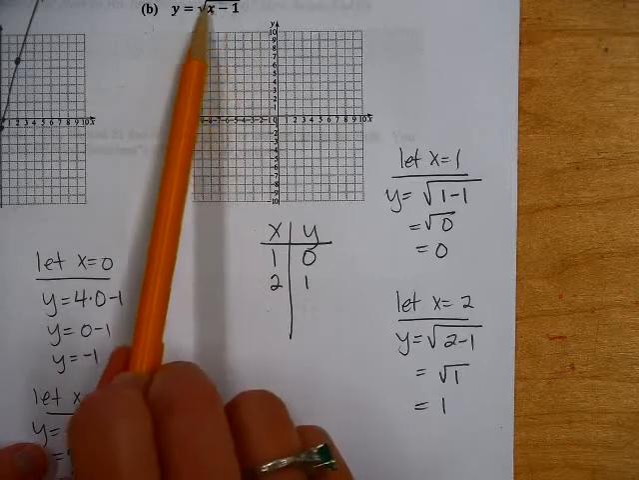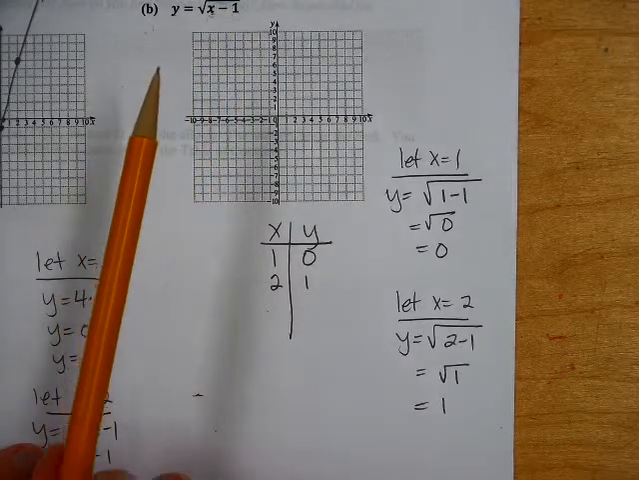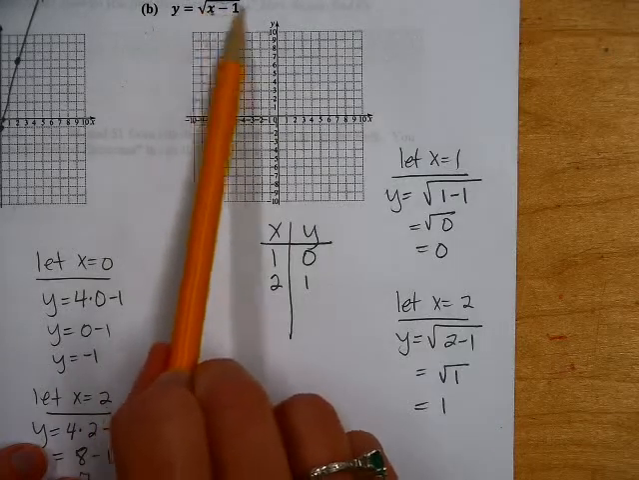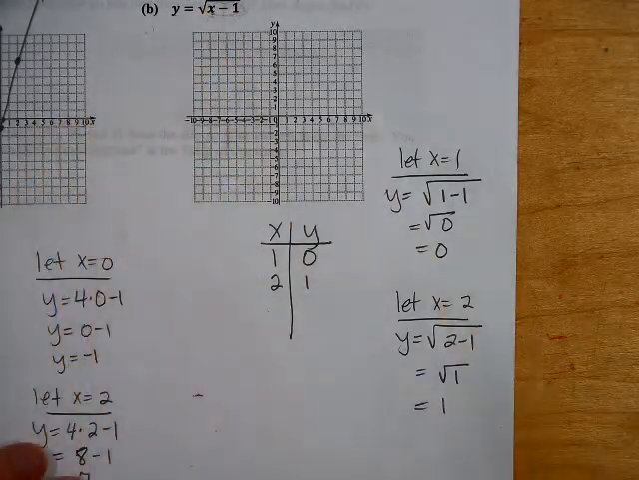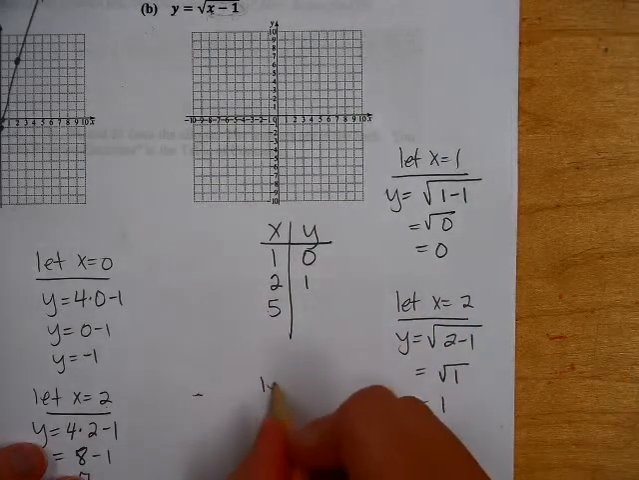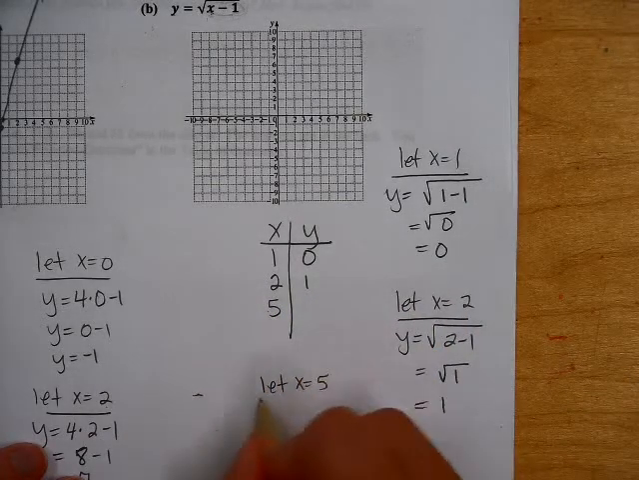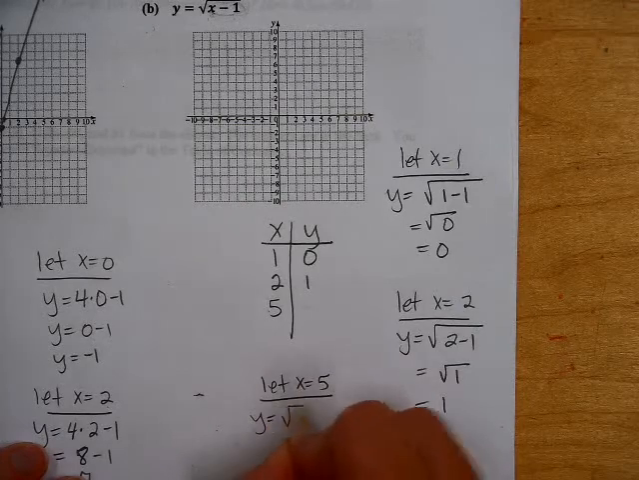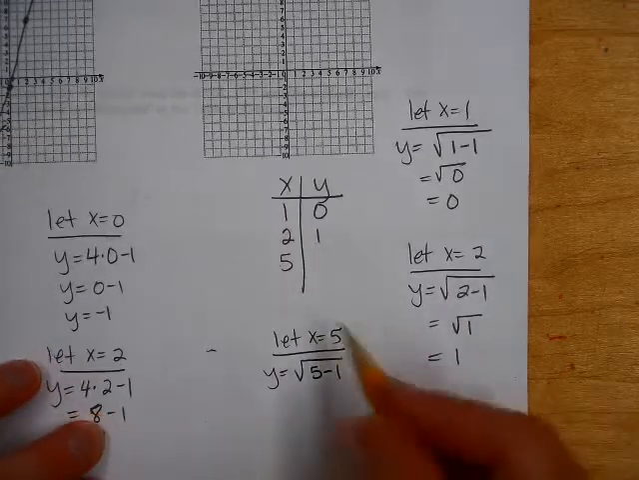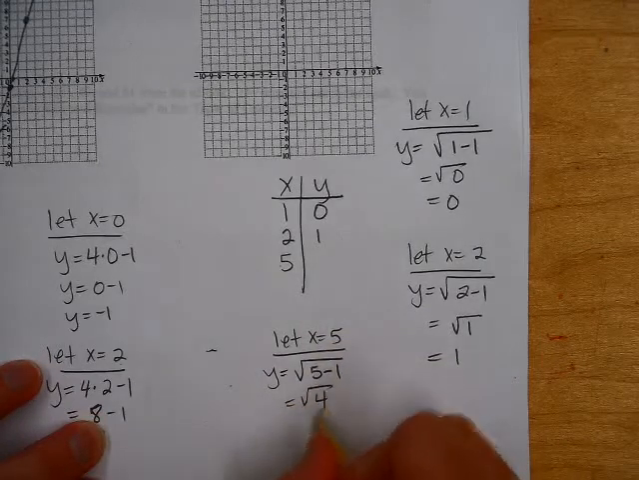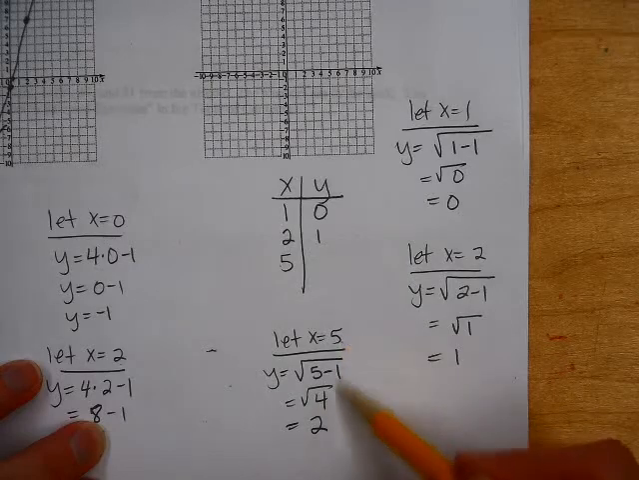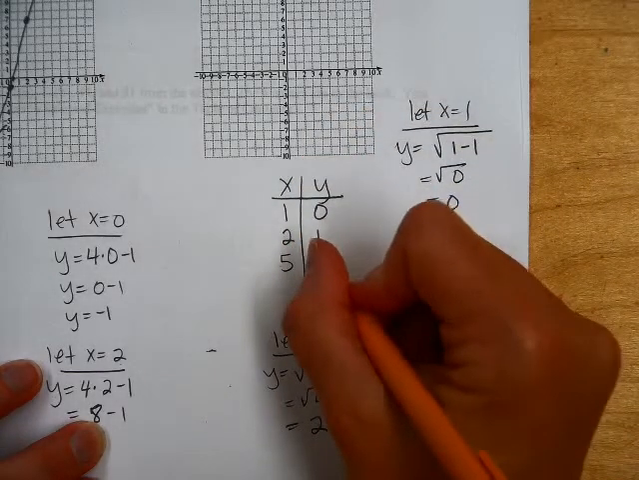Well, I know the square root of 4 is 2. So what should x be if I want to make this 4? You probably guessed it, x should be 5. And I'll show you that. If I let x be 5, y equals the square root of 5 minus 1. 5 minus 1 is 4. The square root of 4 is 2. So when x is 5, y is 2.